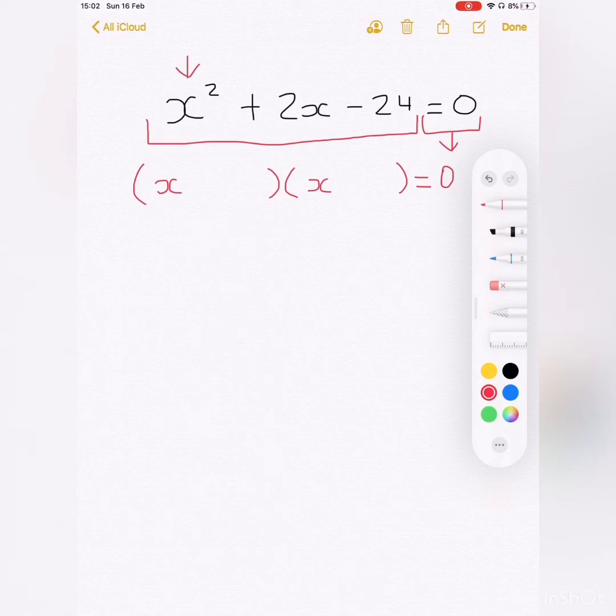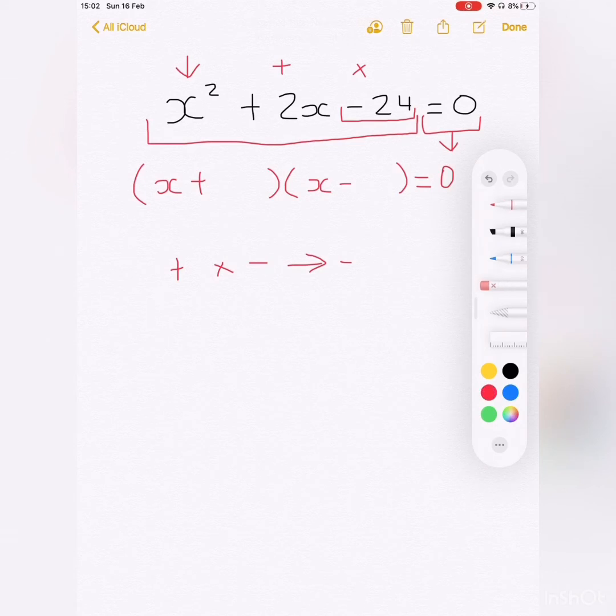Well, this time they add to get positive 2, but they times to get minus 24. So therefore, to times to get a minus, one must be positive, but the other must be a negative, because remember, a positive times a negative is a negative.